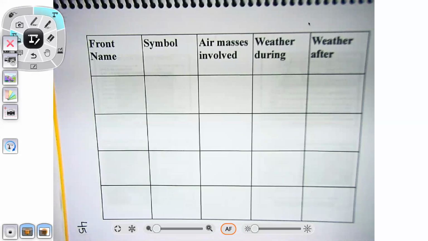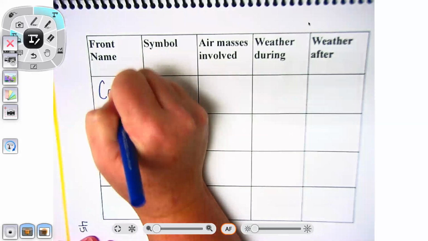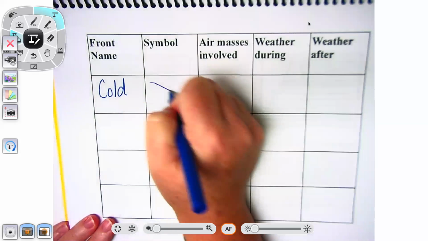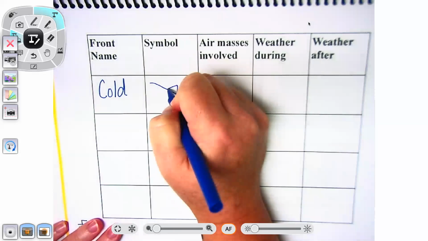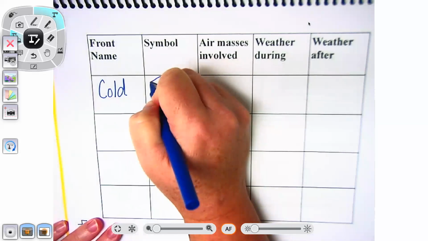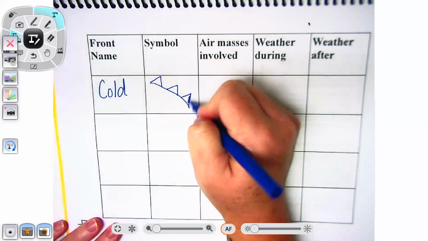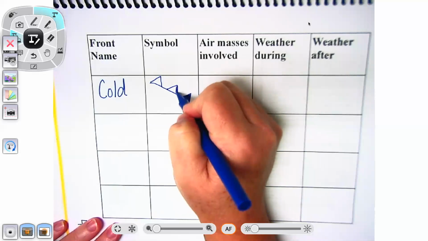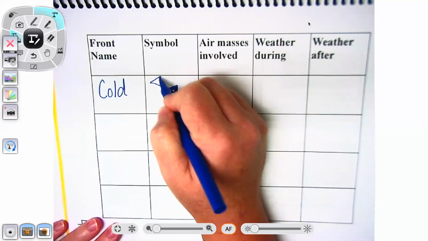So, our first type of front that we're going to start out with is called a cold front. The cold front looks like this, and it kind of looks like it has mountains, y'all. So I think about the mountains being cold. That's what I think about when I see a cold front. And you're going to see them colored in blue like this because I think of blue as kind of like ice cold.